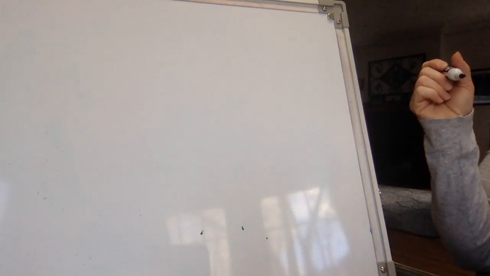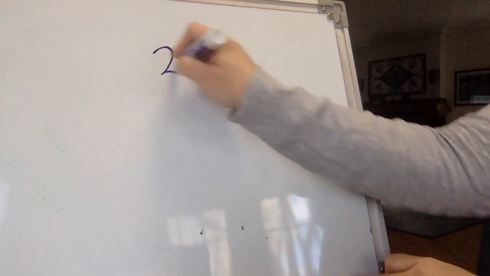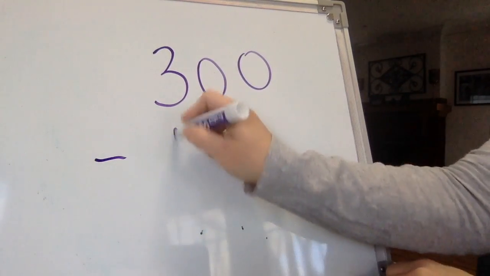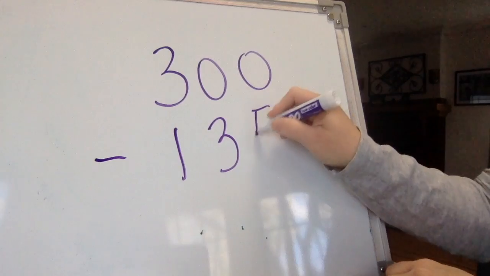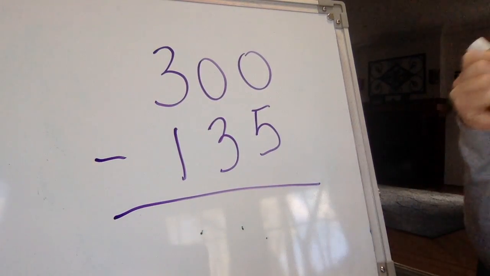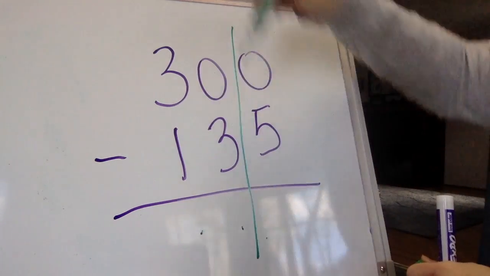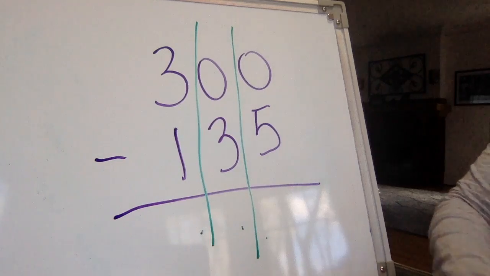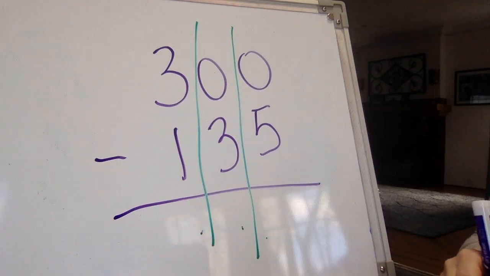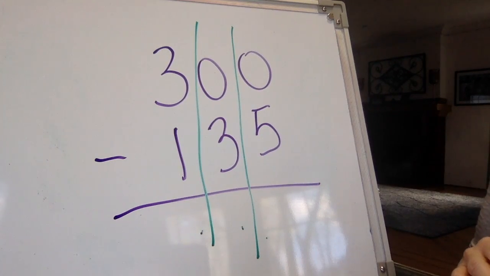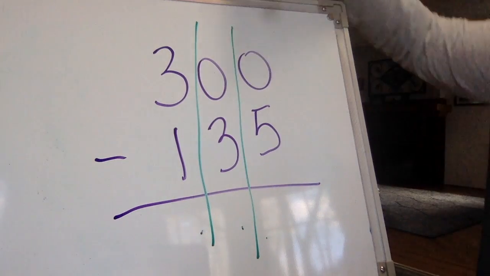All right. Now I have 2 more to go. 300 minus 135. And again, look, I have my ones together, my tens together, and my hundreds together. I'm going to start by reading top to bottom in my ones column. 0 minus 5. Can I do 0 minus 5? I cannot. So I need to come to my tens.